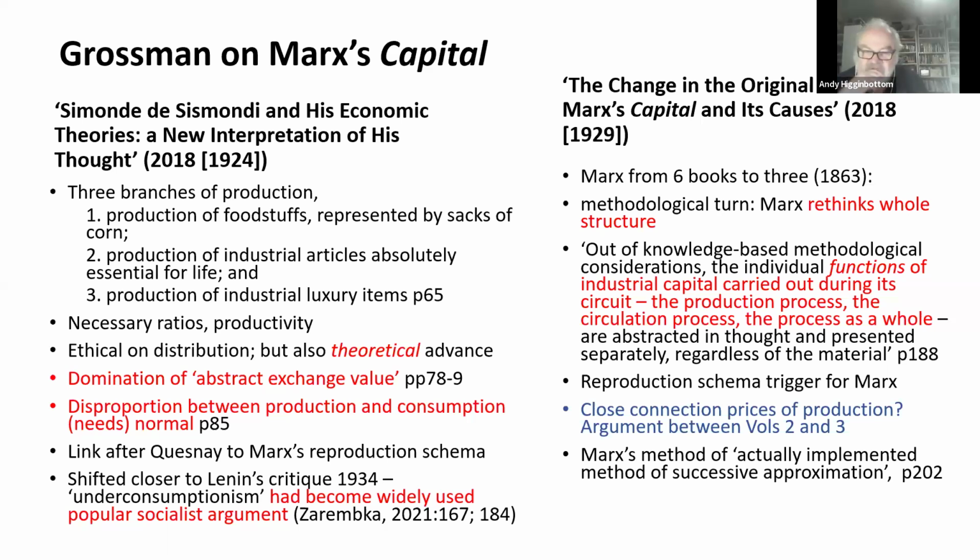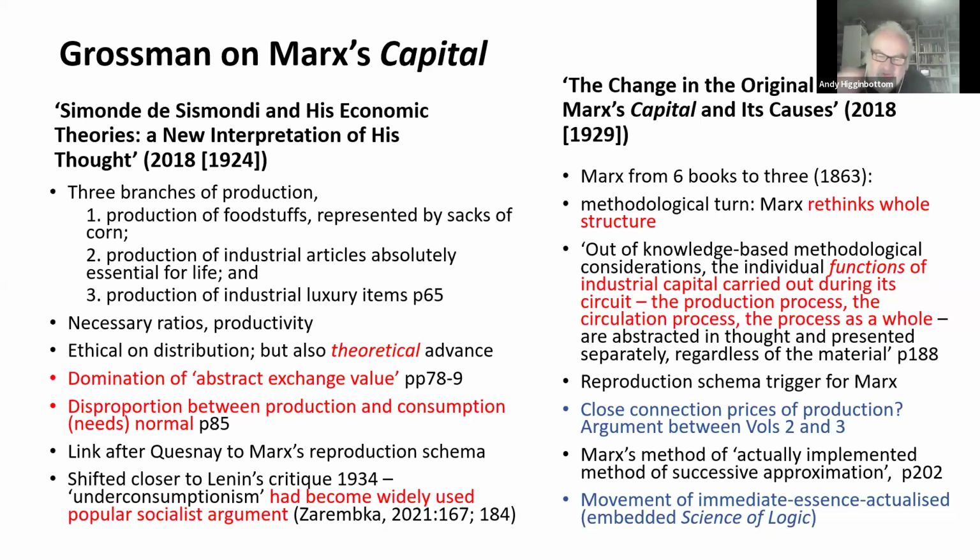Grossman thought that this was triggered by Marx's work on the reproduction schema, but I'm not sure he's right about that, I have to say, because I think the real trigger was Marx's work on prices of production. Why does that matter? It seems very nerdy, technical. Once again, it's about the theoretical structure connecting volumes 2 and 3, and where the significant arguments need to be located, what level of abstraction or what perspective they get located at. So Marx definitely did change his approach.